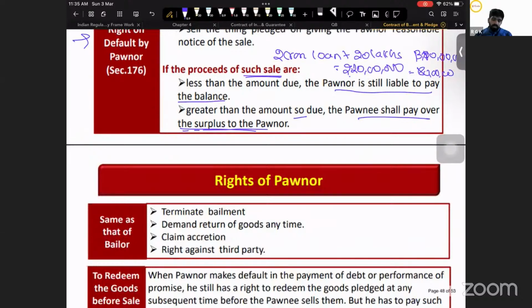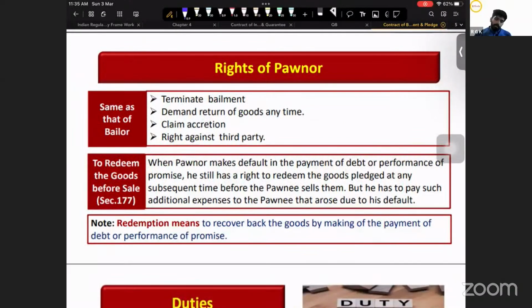Next one is rights of pawner, same as that of bailor. Terminate bailment, you can put an end by repaying the loan. Demand return of goods anytime. Claim accretion, right against third party. All these rights, same as the bailor, he gets.